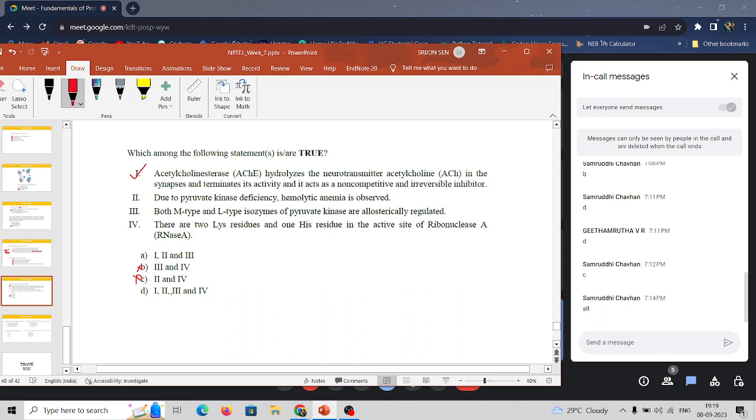When you do not know a particular answer, try answering like this. So you know 1 is correct. Now we have 2, 3 or 2, 3 and 4. So let us now see the fourth option. There are 2 lysine residues and 1 histidine residue in the active site of RNase A. That is incorrect, because we have 1 lysine residue and 2 histidine residues in the active site of ribonuclease. So ultimately this is wrong and the correct answer is A: 1, 2 and 3. So 1 is correct, 2 is correct and 3 is correct. Okay.